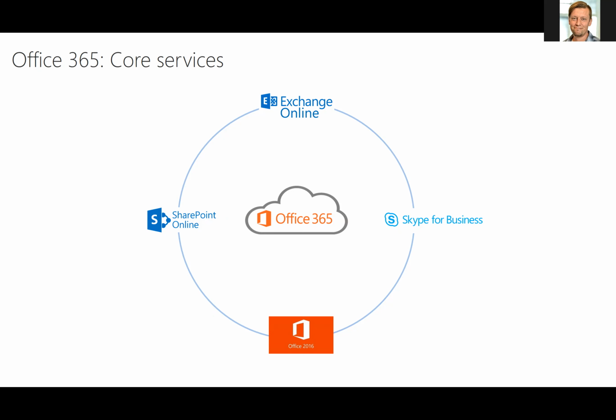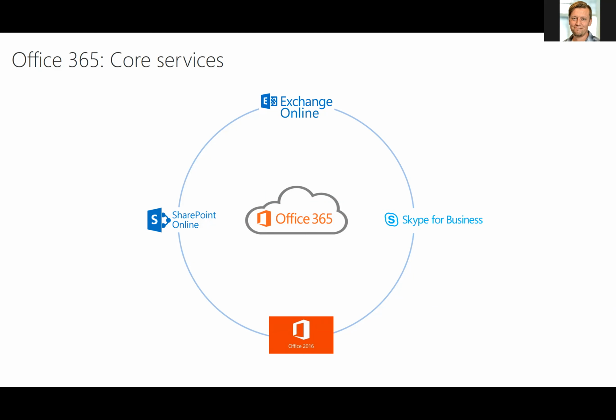On the left-hand side, SharePoint Online for collaboration, team sites. On the right-hand side, Skype for Business for instant messaging and voice over IP calls. And at the bottom, Office 2016 clients that you would deploy, or Office Online that you would use in the browser. So this more or less forms the core functionality of Office 365. And it's been like this since 2011, really.